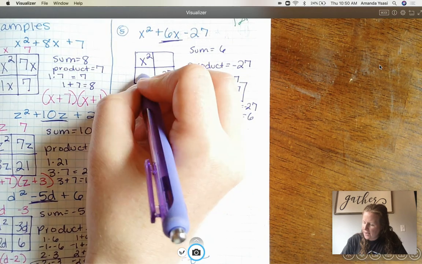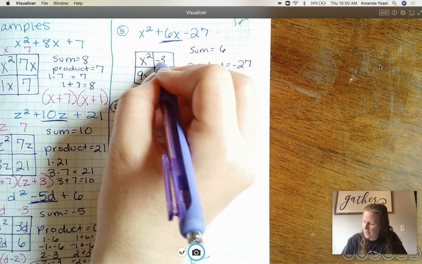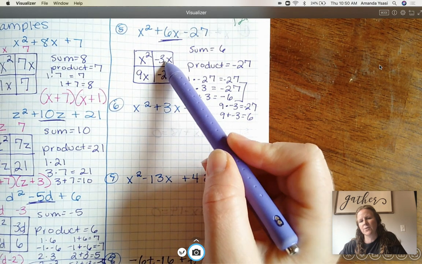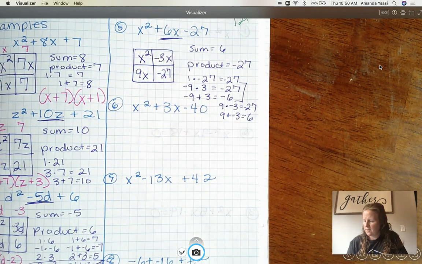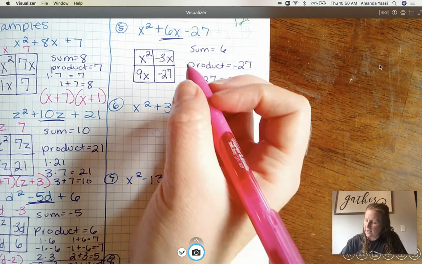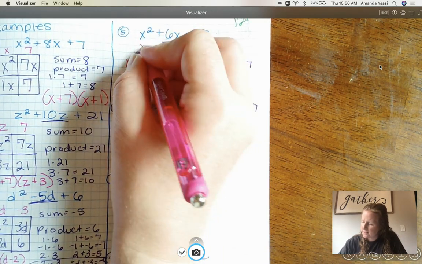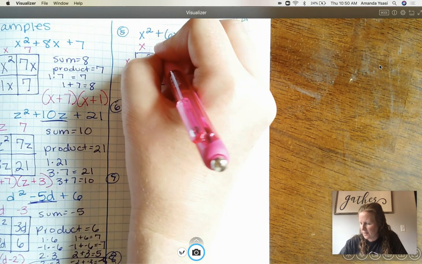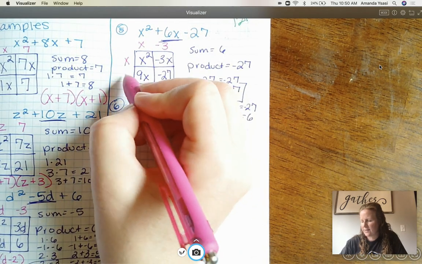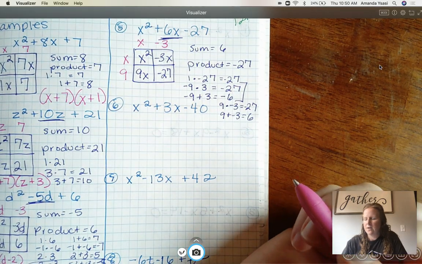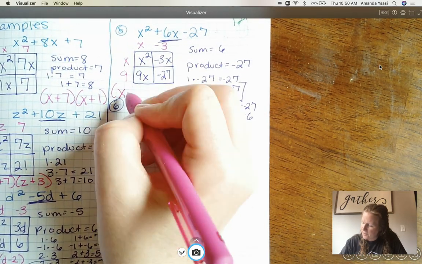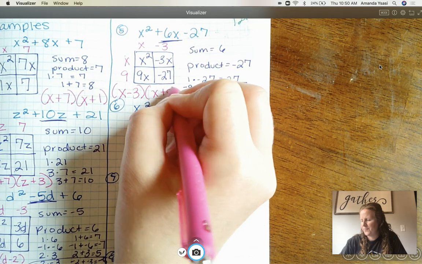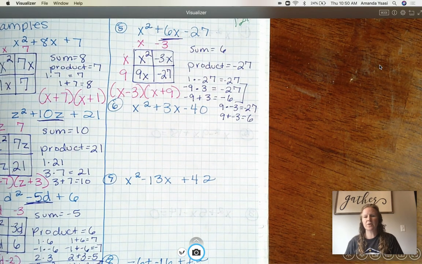So we have 9x and negative 3x. Because if you were to add these together, 9x minus 3x is 6x. Okay, so let's factor now out of the box. So x times x. x times what gets negative 3x? It's a negative 3. And x times what gets 9x? 9. So this is x minus 3. And then this one would be positive, x plus 9. Okay, hopefully you're understanding it.